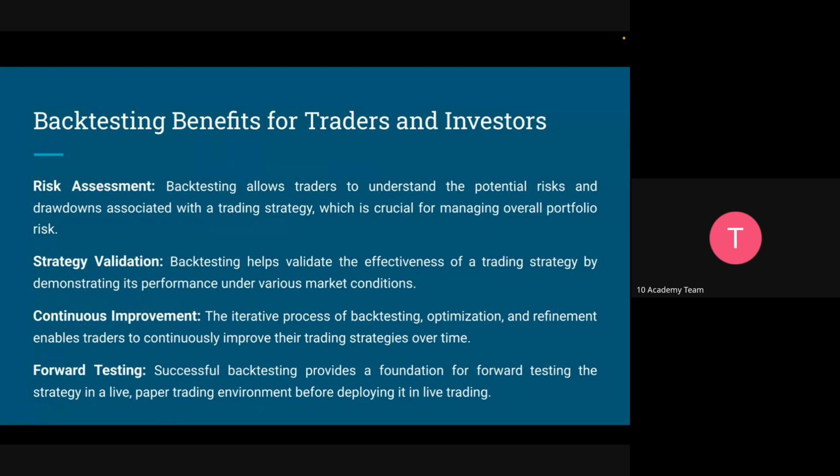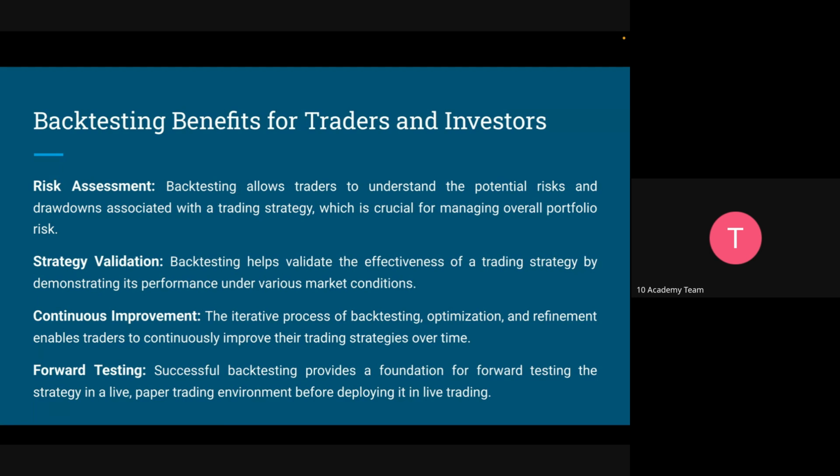The other is strategy validation. With backtesting, you can validate the strategies that you plan to use and see how effective they are or not. The other is continuous improvement, which is the iterative process of backtesting, optimization, and customization. You can adjust the strategy as you like and actually see its performance with different strategies. So it has that option to customize it, and with customization, improvement can come and you can find the best option.